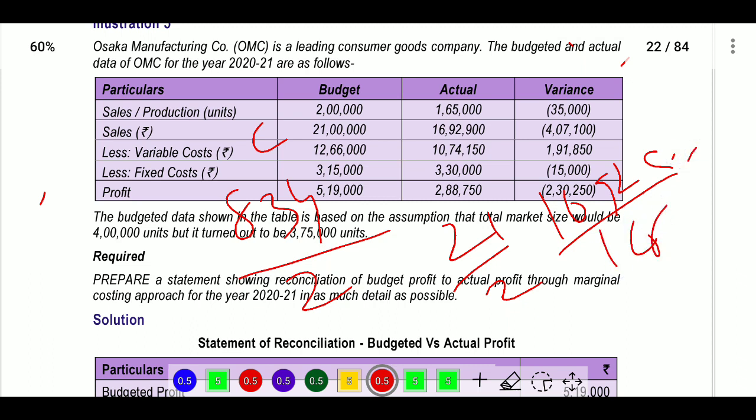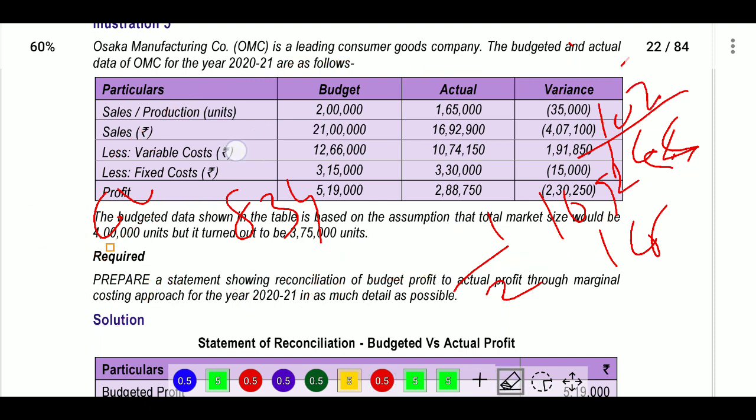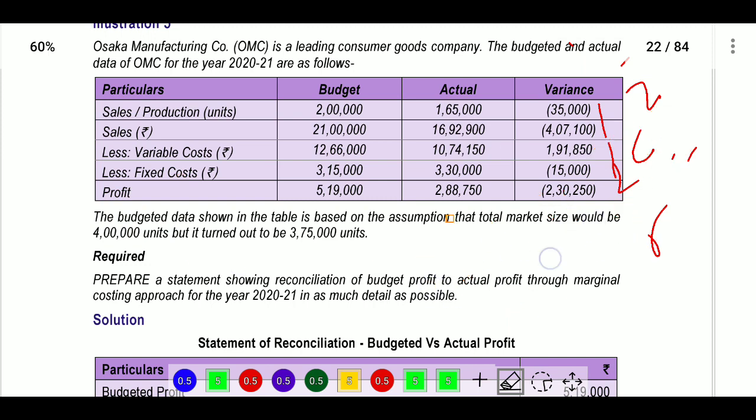Now, we will see the standard variable cost. What is the standard variable cost? 12 lakhs 66,000 divided by 2 lakhs. And we will see the actual variable cost. Variable cost will be 10 lakh 74,150 divided by 1 lakh 64,000. So we will get each cost. We will take this each cost.